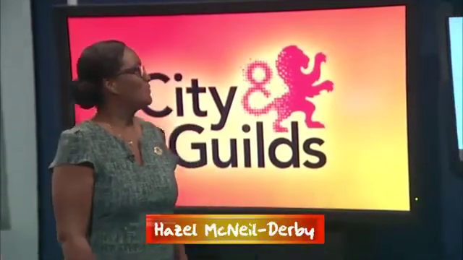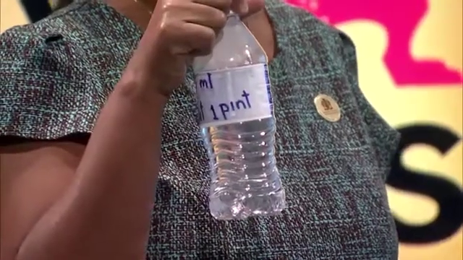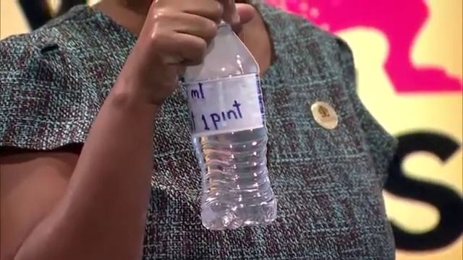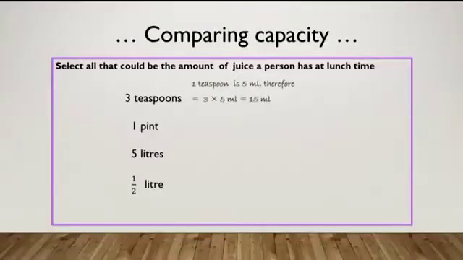So we were comparing some capacity units. This could be the amount of juice a person has at lunchtime, maybe about this bottle size. 3 teaspoons? I don't think so. What about a pint? Let's revisit the 3 teaspoons. 3 teaspoons is about 5 milliliters each, therefore that's just 15 milliliters, a tablespoon or so. So we wouldn't do that.